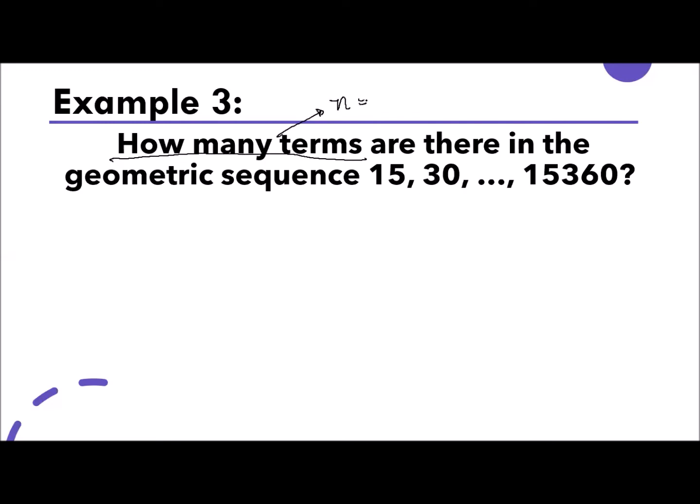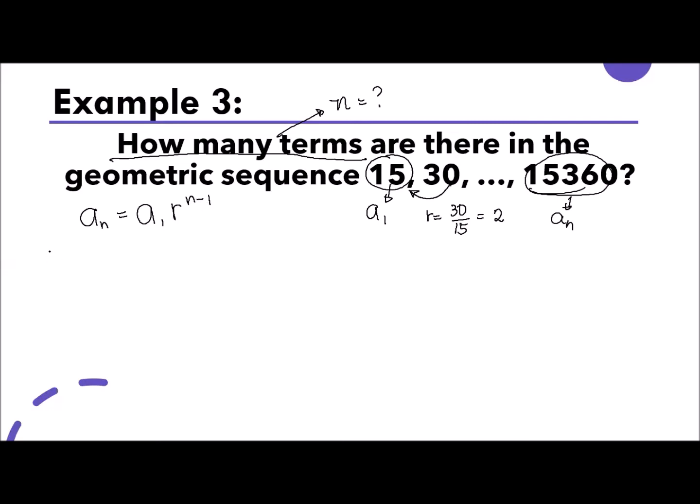Okay, we are looking for the value of n. And the 15 here pertains to the first term. And this one is our last term. Okay? Then don't forget to get the common ratio. So that is 30 divided by 15, which is 2. So let's now have our formula. Again, this geometric sequence, a sub n is equal to a sub 1 times r raised to n minus 1.